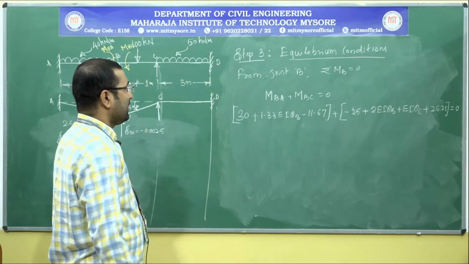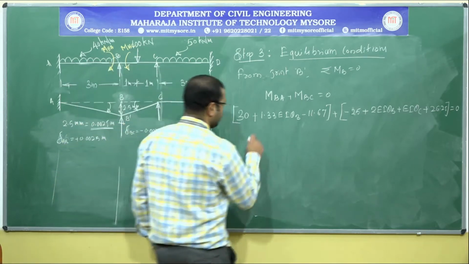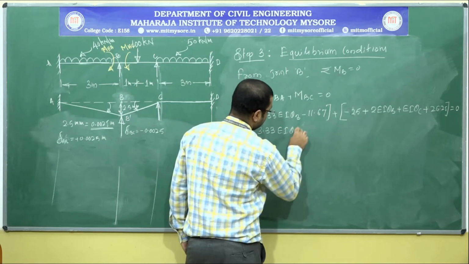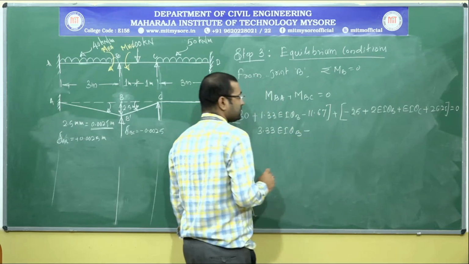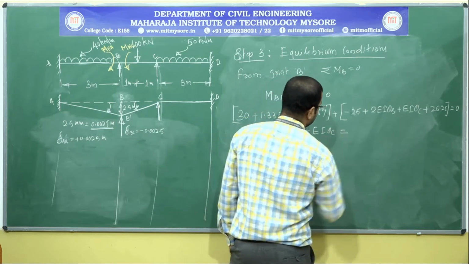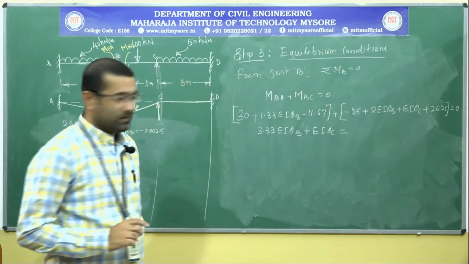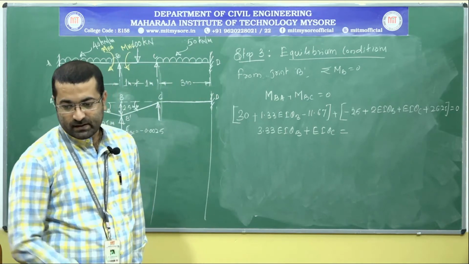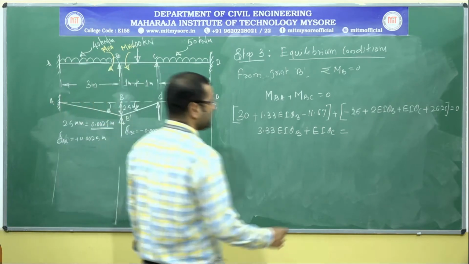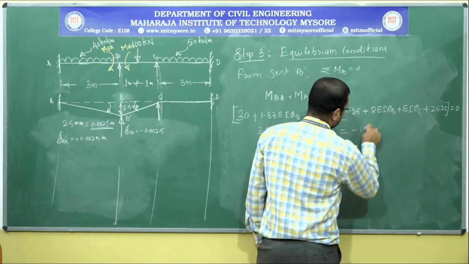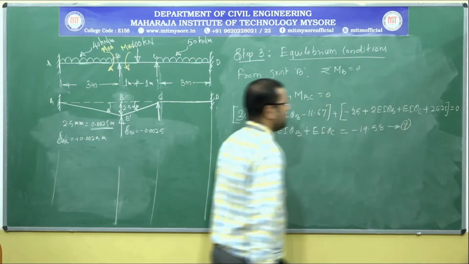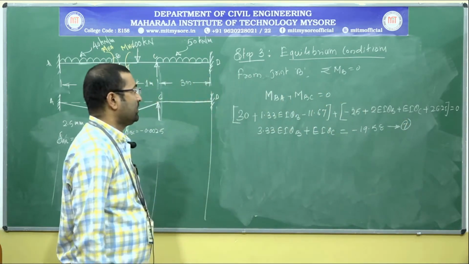So if I rearrange the things, it will be 3.33 EI theta B plus EI theta C equals minus 19.58. So this is equation number 7.